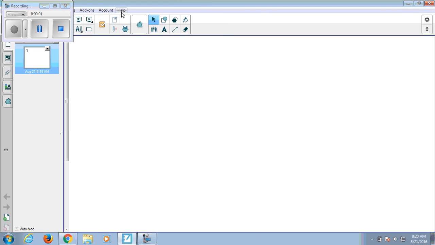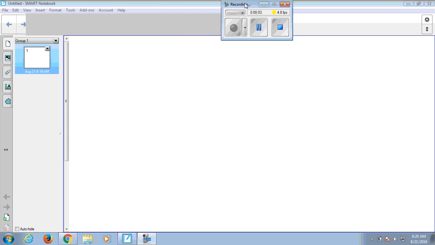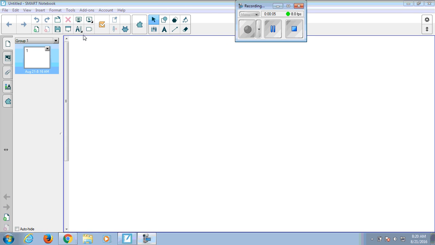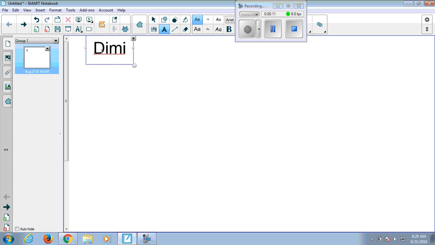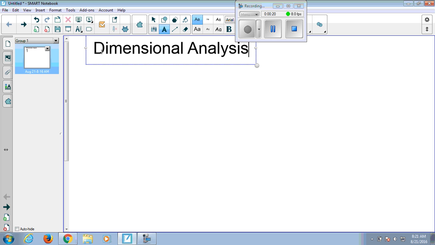Conversion factors based on how we did them in class that might be helpful to you. So I'm just going to title this Dimensional Analysis. And I'm going to be looking at the worksheet that I gave you for homework over the weekend. It's titled Metrics and Measurement. It looks like it's page 7.